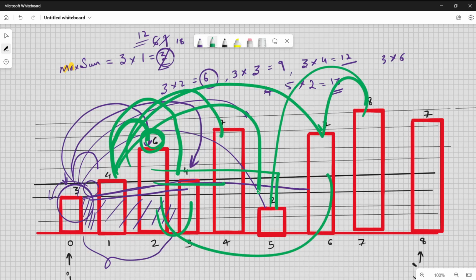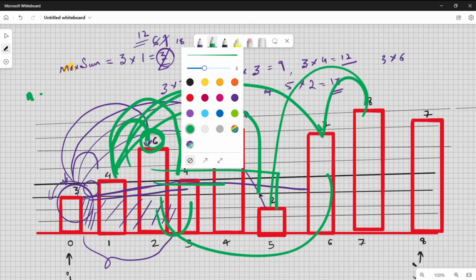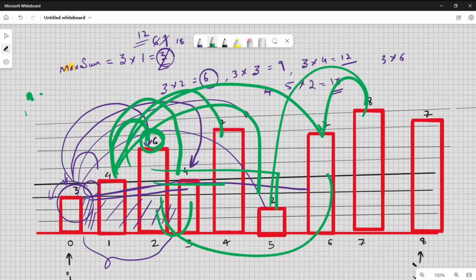So basically, if n vertical lines are there, how many pairs could be there? For every nth vertical line, there will be n minus 1 pillars that it can form a pair with. So kind of like n into n minus 1, right? These many combinations could exist. So basically a time complexity of n square is coming here, right?